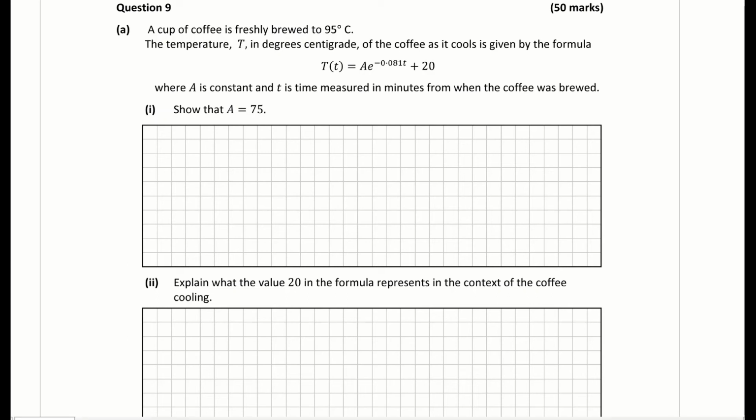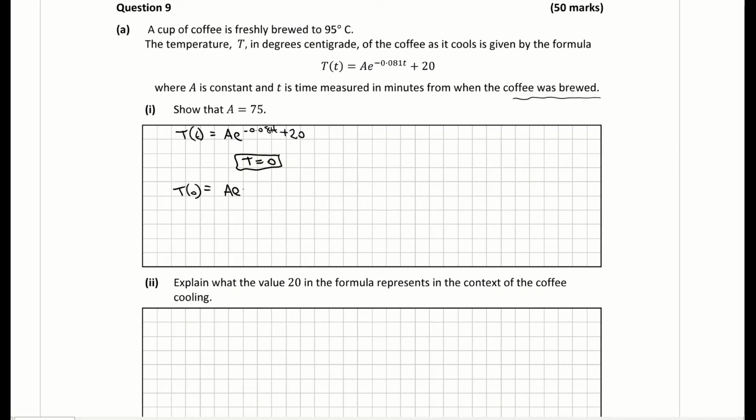So what we're going to do with this part, let's just put down our formula here for the cooling of the coffee. So it's equal to A e to the power of minus 0.081 T plus 20. We're going to look at the cooling of the coffee exactly when it was brewed. Imagine it's like a stopwatch. You start your stopwatch exactly when the coffee is brewed. That means that T, or time, is going to be 0. So all I'm doing here is subbing in 0 for T.